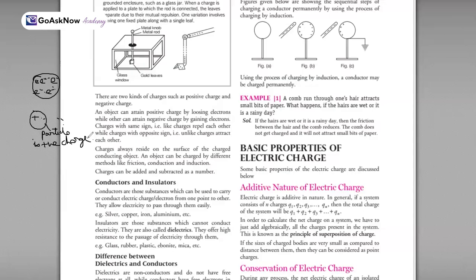Similarly, if I have an object and I am giving it electrons, or electrons are coming inside it, what type of charge will it gain? Negative charge, because it now has an excess of electrons. It has gained some electrons, so I can say that the object is negatively charged.